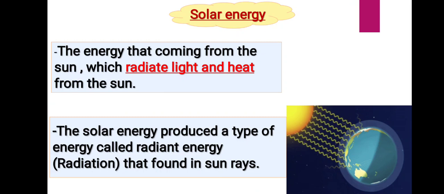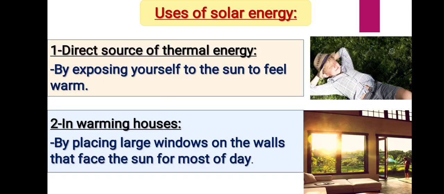So the solar energy produces a type of energy that can reach the earth's surface, which is called radiation energy, in the shape of sun rays. The solar energy is the light and thermal energy, and the part of the solar energy that reaches the earth's surface in the shape of sun rays is called radiation energy.